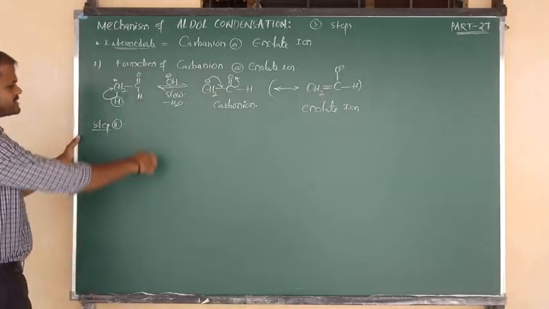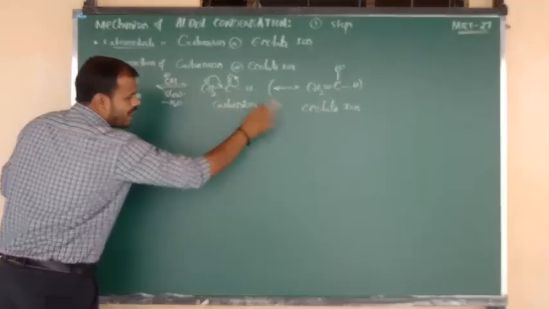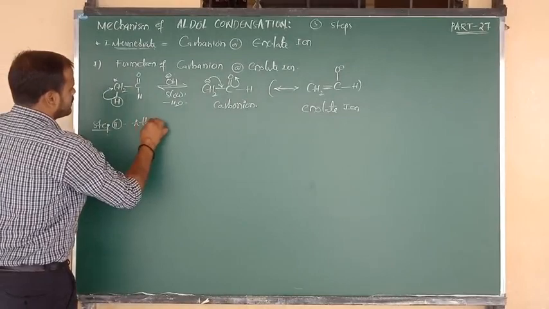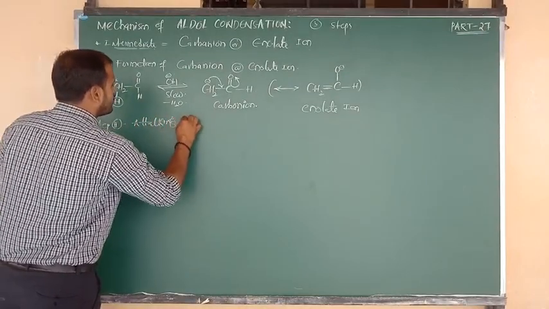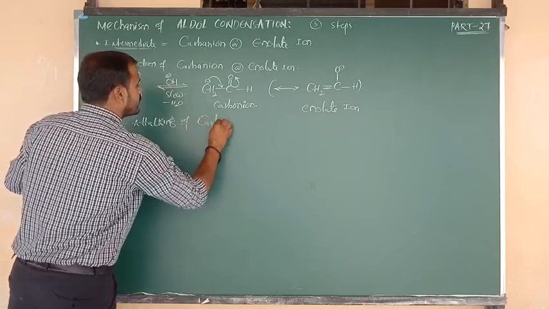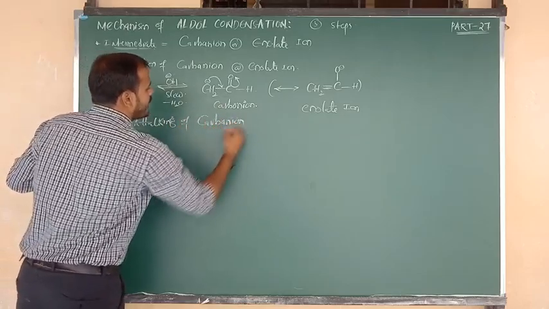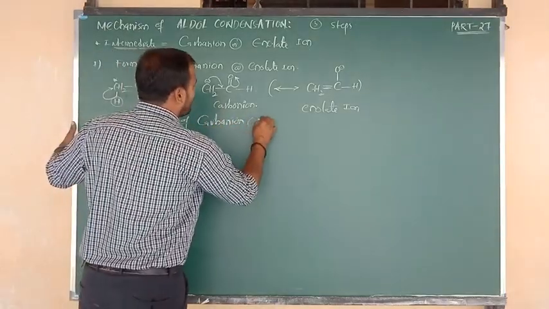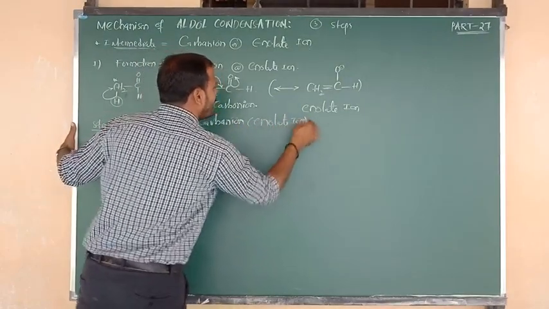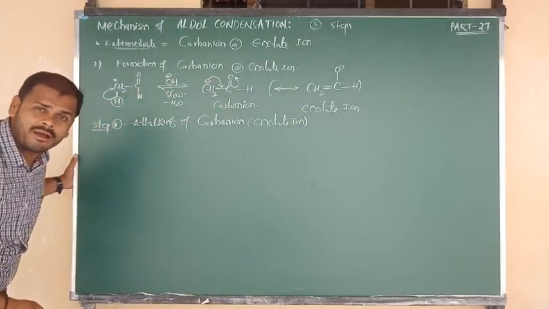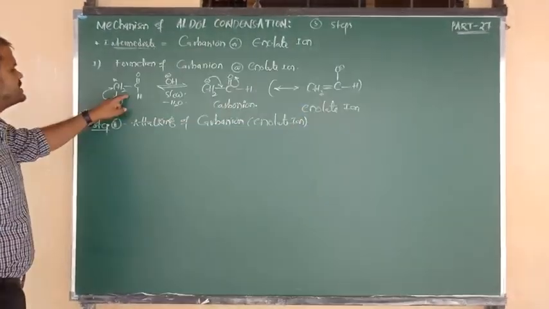In this step, now step 2, what happened? Attacking of carbanion will take place, and also we can say that attacking of enolate ion will take place. Where do we have to attack the enolate or carbanion? Upon the second mole of acetaldehyde.